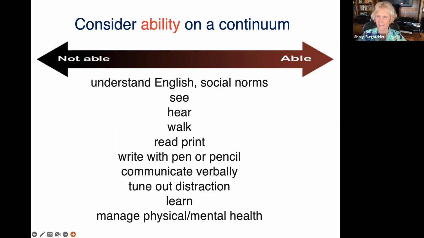So the point is that our abilities can be related to disability, or they can just be related to other things, your environment or some other historical aspect of who you are, and so forth. So the ability to hear or see or walk or read print, write with a pen or a pencil, communicate verbally, tune out distraction, to learn to manage physical and mental health. And so the point is here that we should be thinking about people on this continuum who might be in our class.